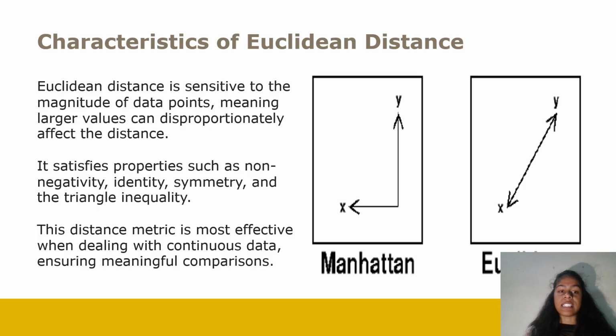Characteristics of Euclidean distance. Euclidean distance is sensitive to the magnitude of data points, meaning larger values can disproportionately affect the distance. It satisfies properties such as non-negative identity, symmetry, and the triangle inequality. The distance metric is most effective when dealing with continuous data, ensuring meaningful comparisons. And here we can see the Manhattan and Euclidean distances in the diagrams.